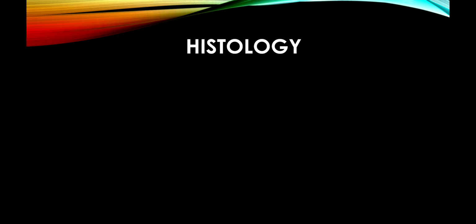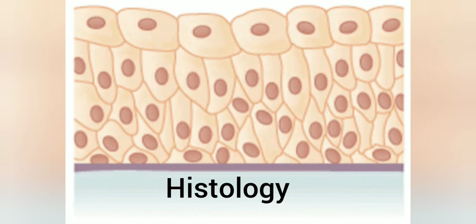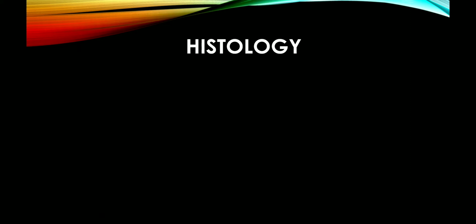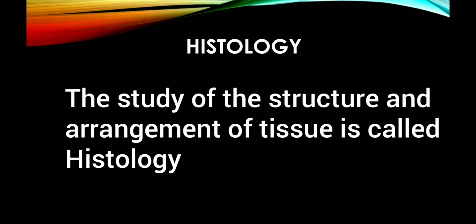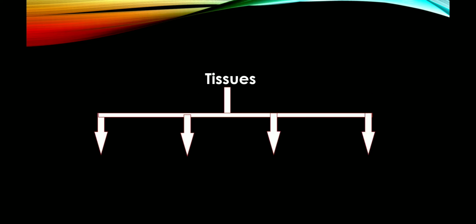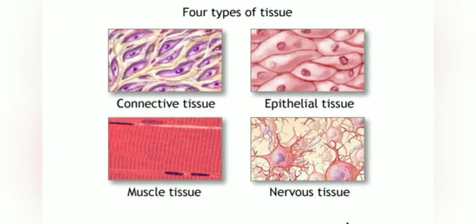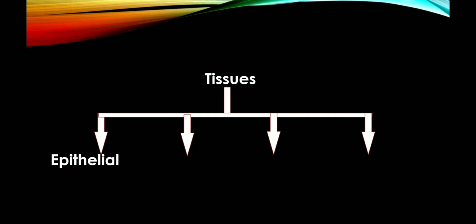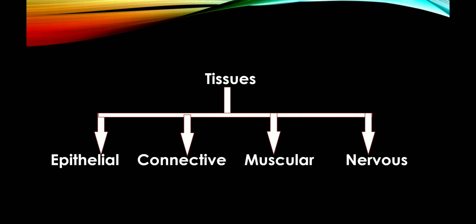Now let's study the details. We'll study first about histology. The question arises, what is histology? The answer is, the study of the structure and arrangement of tissue is called histology. Actually, there are four different types of tissues present in animals, and all these four tissues are epithelial tissue, connective tissue, muscular tissue, and nervous tissue. Let's start with the details of epithelial tissue.